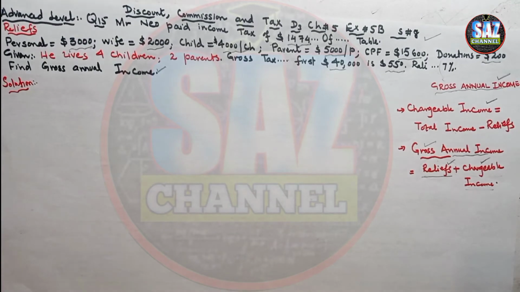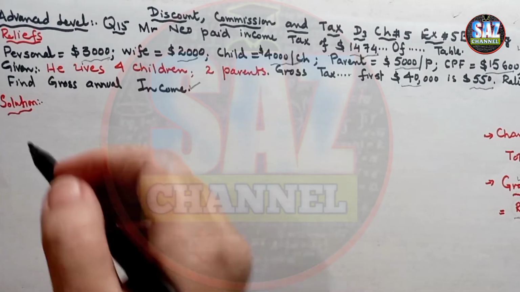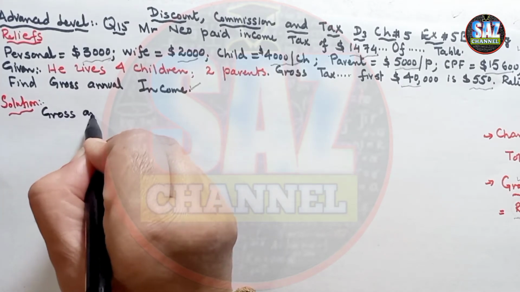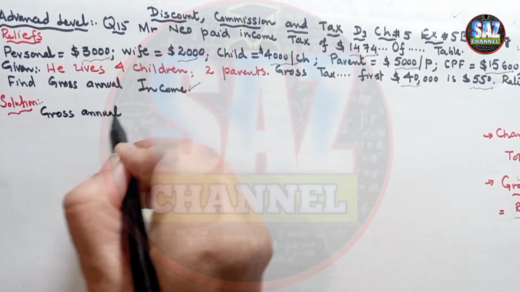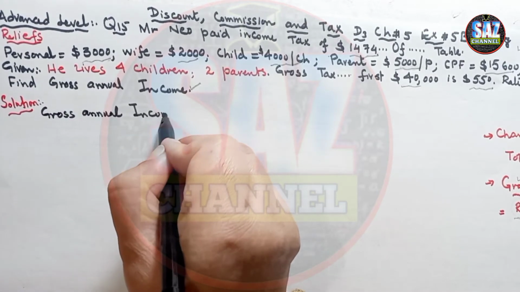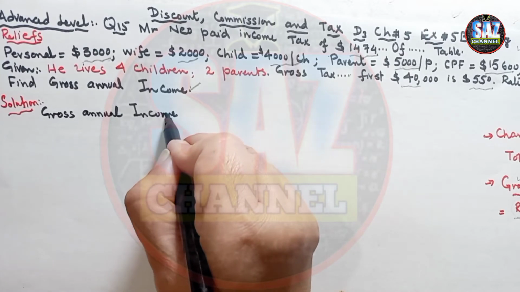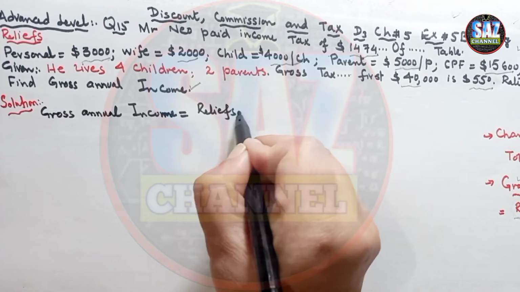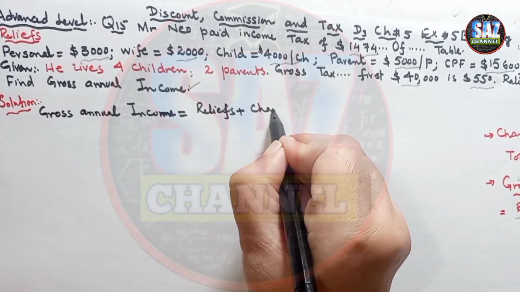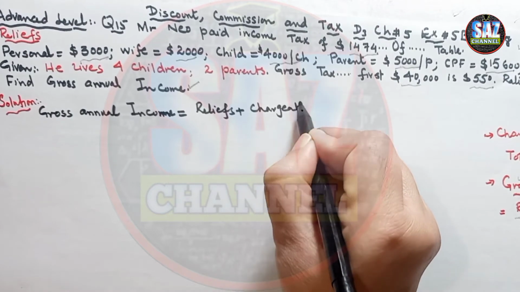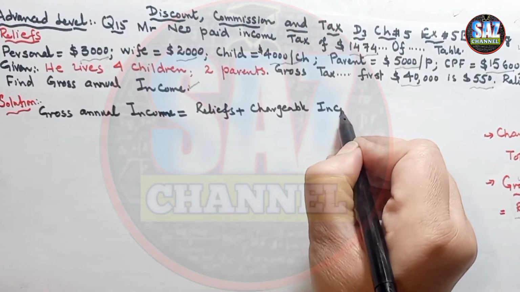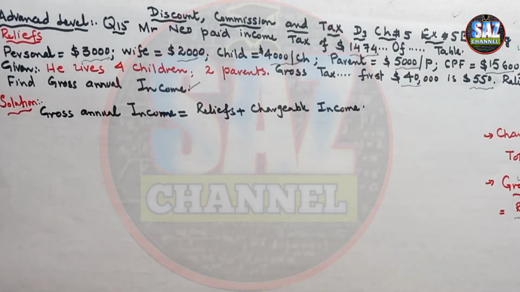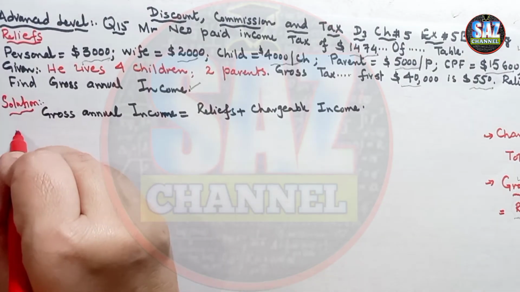So I'll begin the solution with the formula that gross annual income equals reliefs plus chargeable income. Now first of all, we have to find the reliefs. Okay, that is the easy part and we can do it easily. Reliefs.